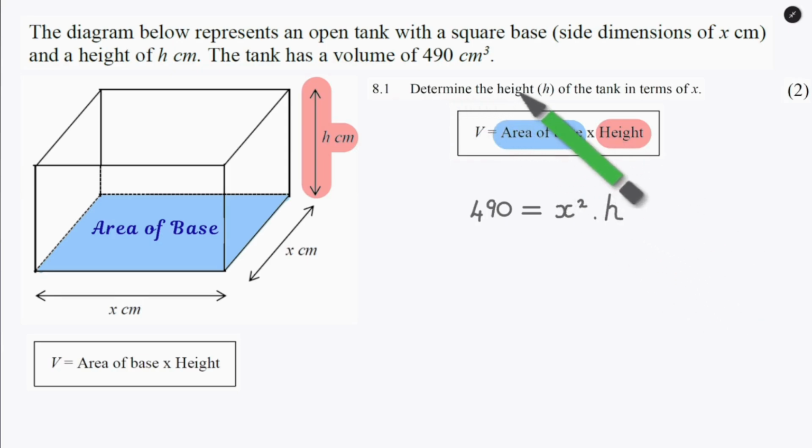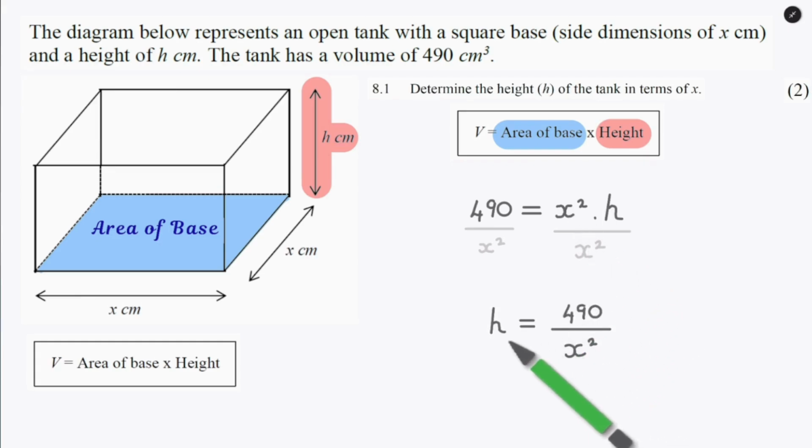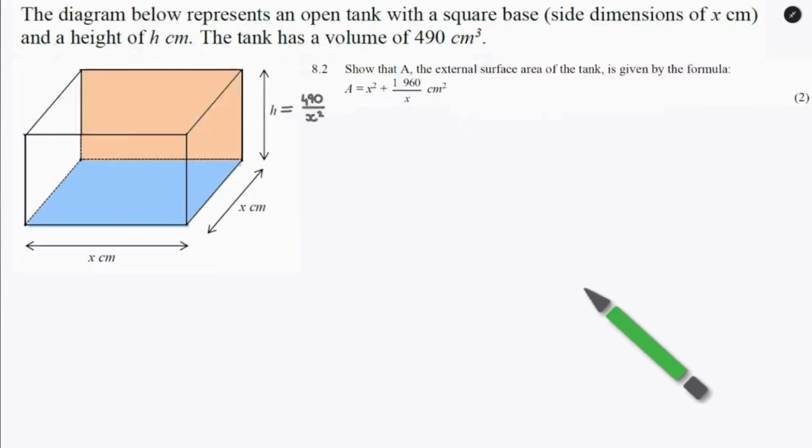Now if I need to determine the height, it means get the height on its own. So I want to get rid of this x squared. We're going to accomplish that by dividing both sides by x squared. They cancel over here, and I'm left with an expression for my height to be 490 over x squared. And then I'm done. I've successfully answered the question. Your 2 marks are earned from substitution as well as the correct answer.